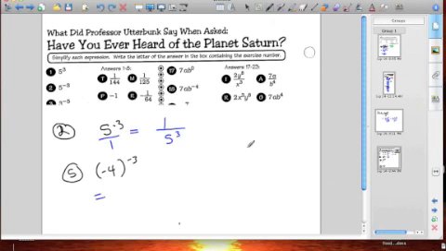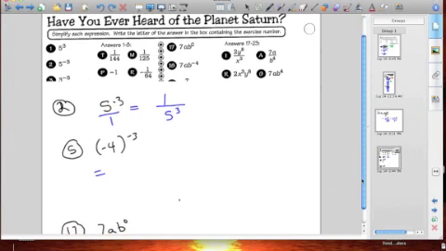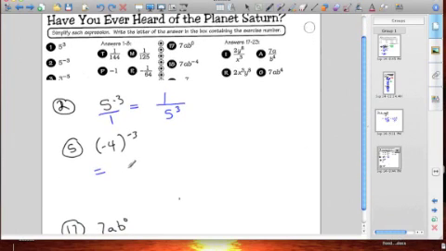This is exactly the same idea. Don't start making up rules. It's the same idea. This is negative 4 exponent negative 3. The base is negative 4. The exponent is 3. I put the entire thing on the denominator. Put a 1 on the top. Now I'm not quite finished yet. 1 on the numerator. Negative 4 times negative 4 times negative 4.